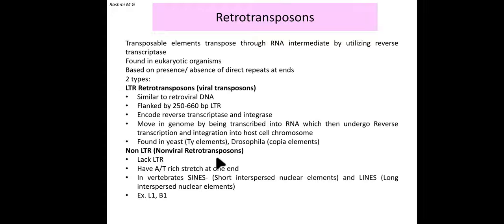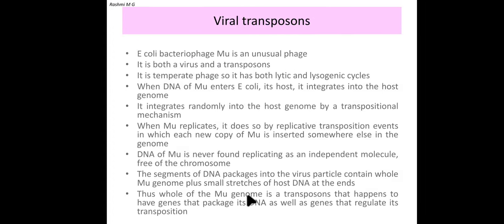Non-LTR, that is non-viral retrotransposons, lack LTR, that is long terminal repeats. They have an AT rich stretch at one end. In vertebrates, they are SINEs, that is short interspersed nuclear elements, and LINEs, that is long interspersed nuclear elements.